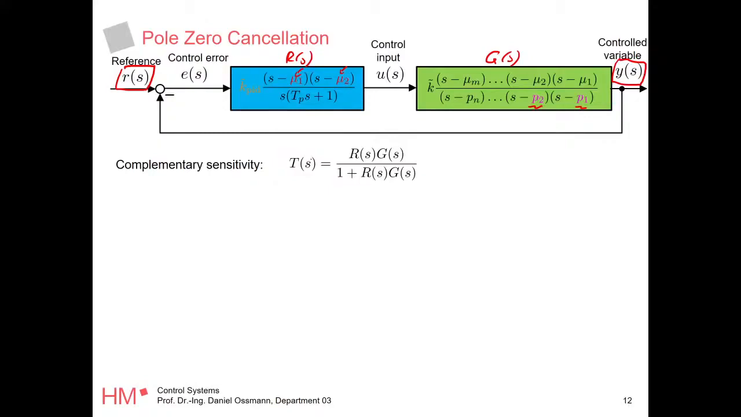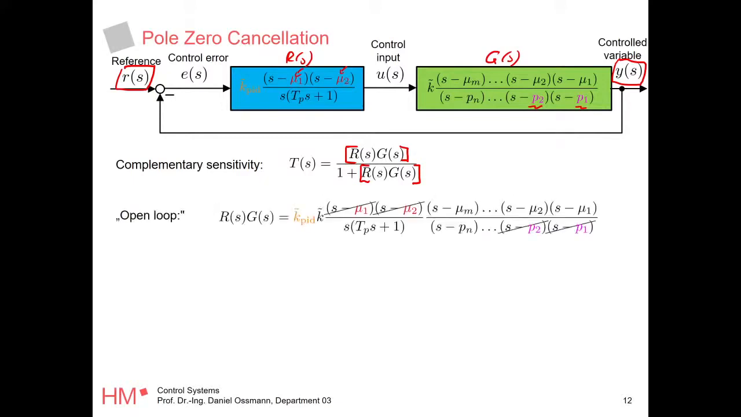So we know how we compute the complementary sensitivity. It's R times G over 1 plus R times G. Okay. And now here's the trick. And please listen carefully, because this will help you a lot. Obviously, you can plug in both G of S and R of S. But as you have R and G multiplied here and here, it's always a good idea to do this pole zero cancellation in advance, because then the double fraction gets easier.